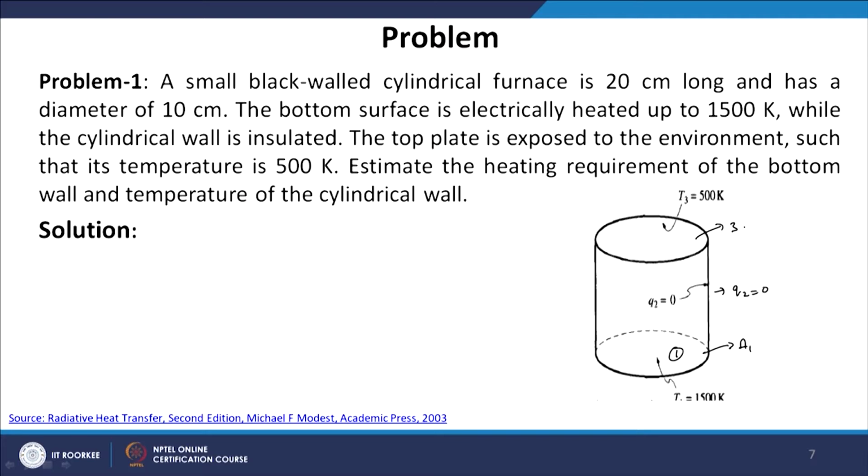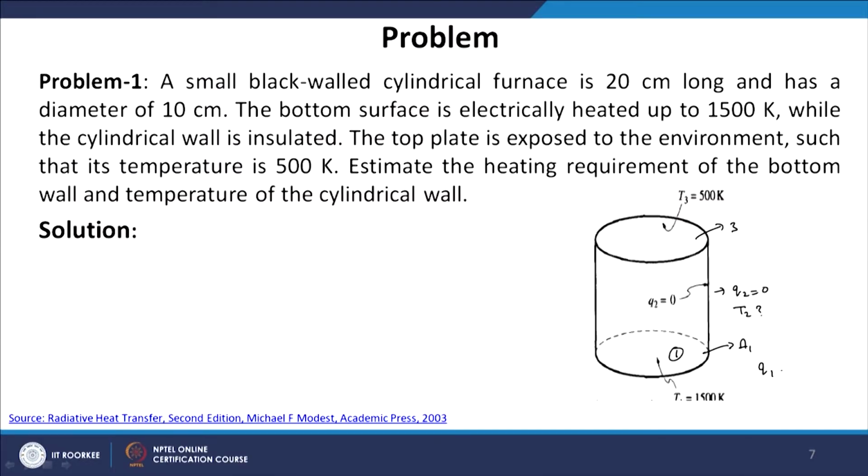So, we have to find out how much heating we have to provide to this electric heater at this surface. In other words, we have to find out Q1, because the amount of energy in the electric heater is basically the heat flux, and we have to find out the temperature T2. These are the two quantities that we have to find out. So, we will use the theory of black body enclosure that we have derived to solve this problem. So, let us write down the solution of this problem.